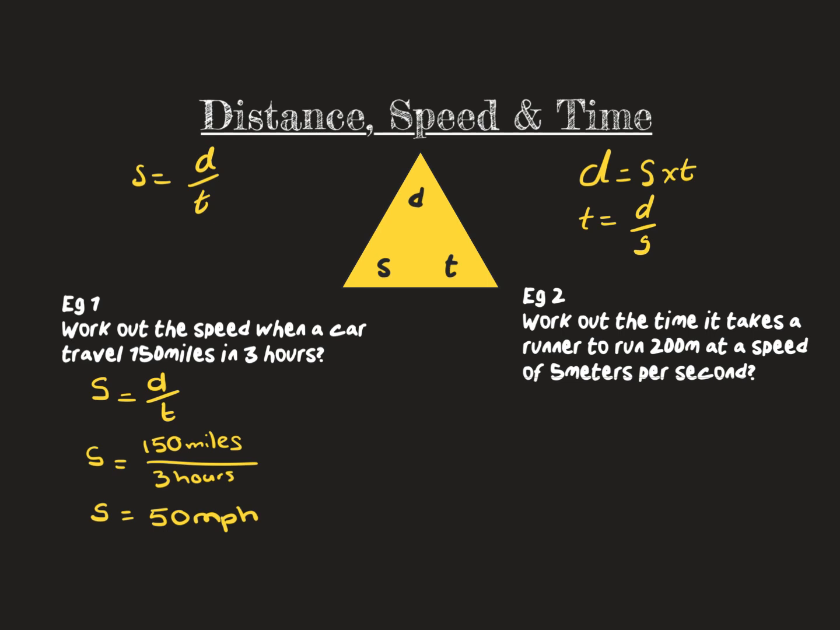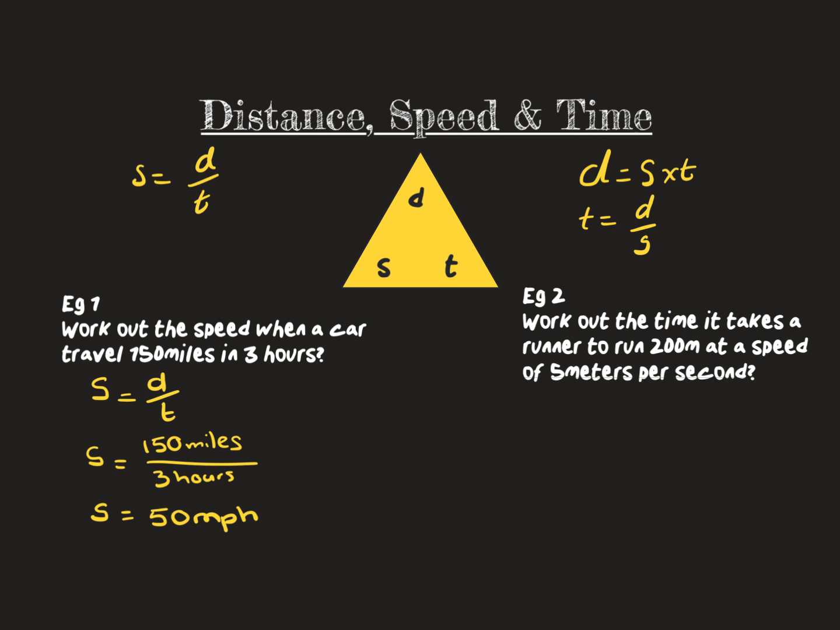Let's look at our second example. If you want to pause the video at this point and try this one by yourself, go ahead and then unpause the video and you can work through it with me to see whether you have been able to get it right. So example 2, work out the time it takes a runner to run 200 metres at a speed of 5 metres per second.